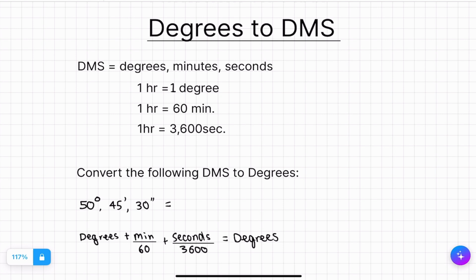The first thing you need to know for converting decimal degrees to degrees, minutes, and seconds are some simple conversions, and they're listed here. 1 hour is equal to 1 degree. 1 hour is equal to 60 minutes, and finally, 1 hour is equal to 3,600 seconds. You can use that information to convert from degrees, minutes, seconds to decimal degrees and back.